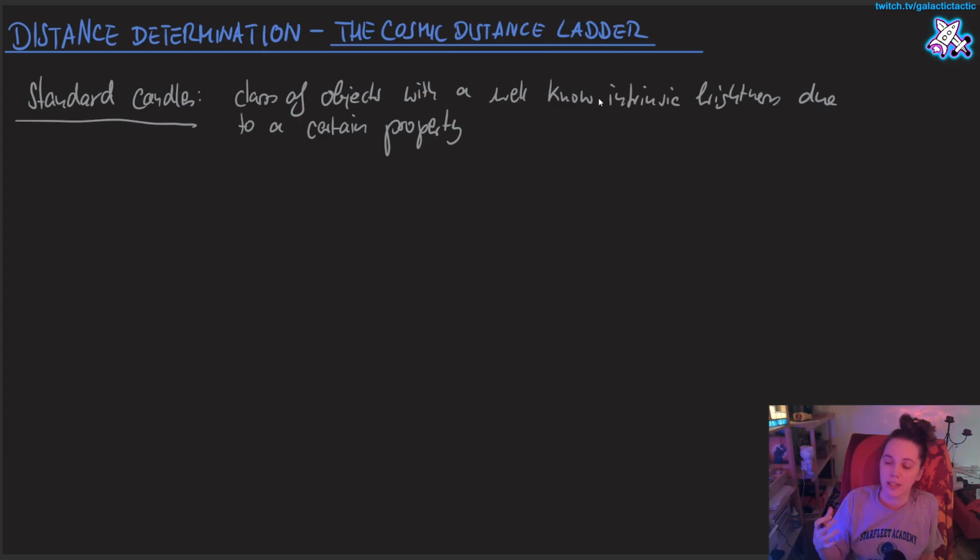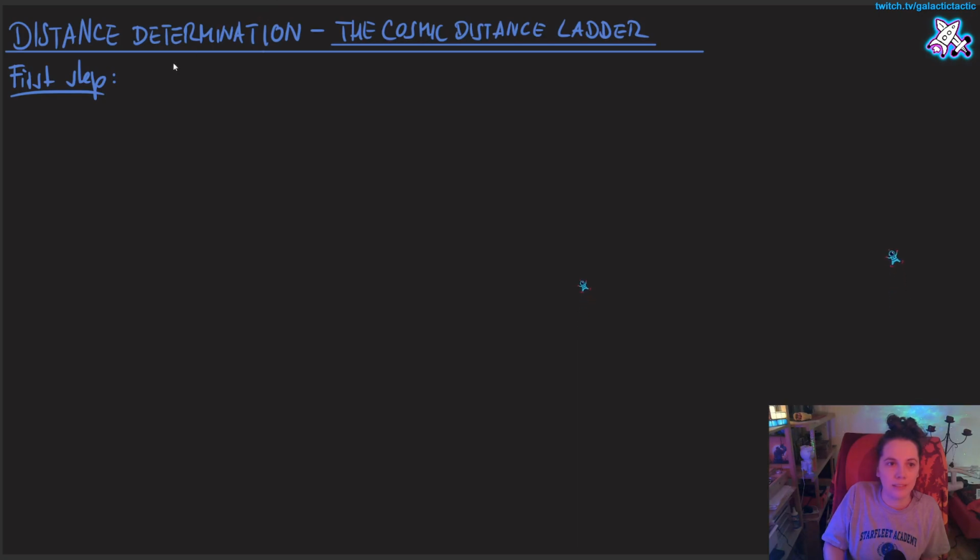We're going to go to the first step on the ladder now. We have 3 basic steps on the cosmic distance ladder. So the first step is trigonometric parallaxes from nearby stars.